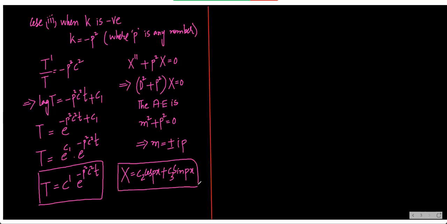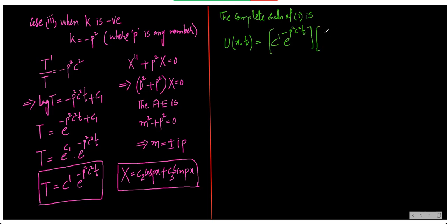So we have to write the complete solution also in this case again. The complete solution of equation number one is u(x, t) is equal to, first solution is c1 e to the power of minus p square into t into, now second solution is c2 cos px plus c3 sin px. Okay, this is called seventh equation.